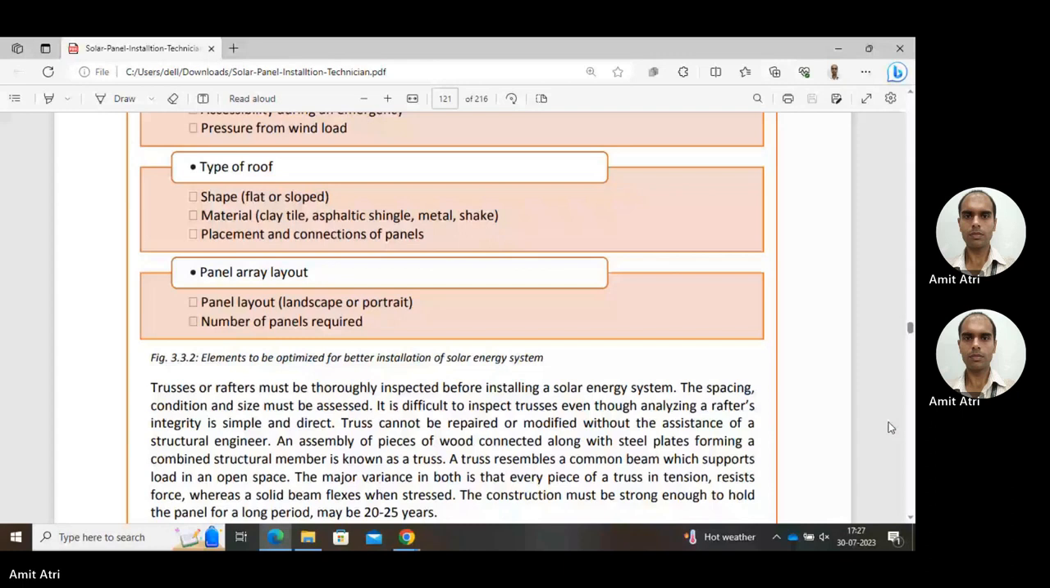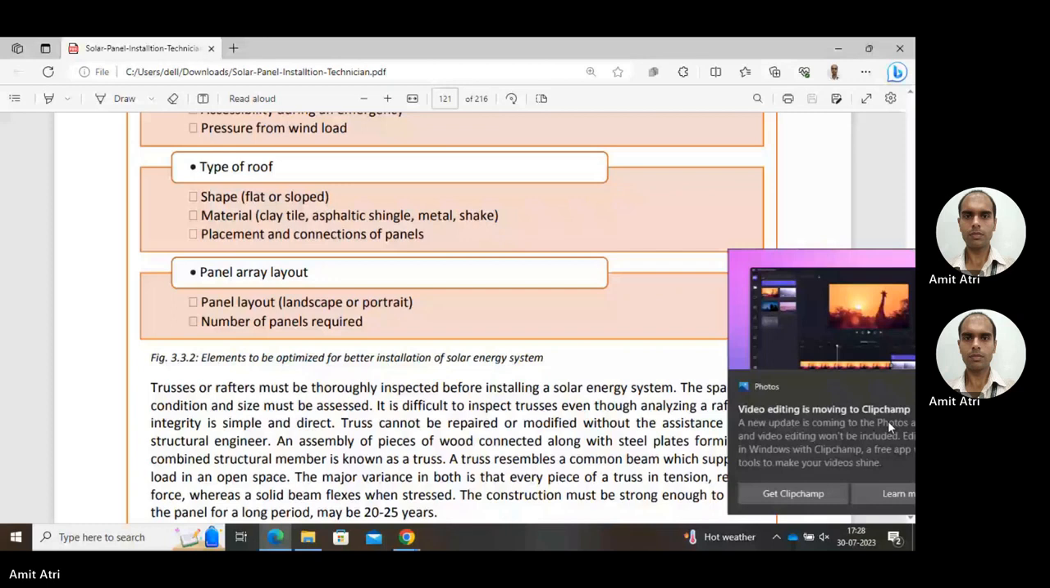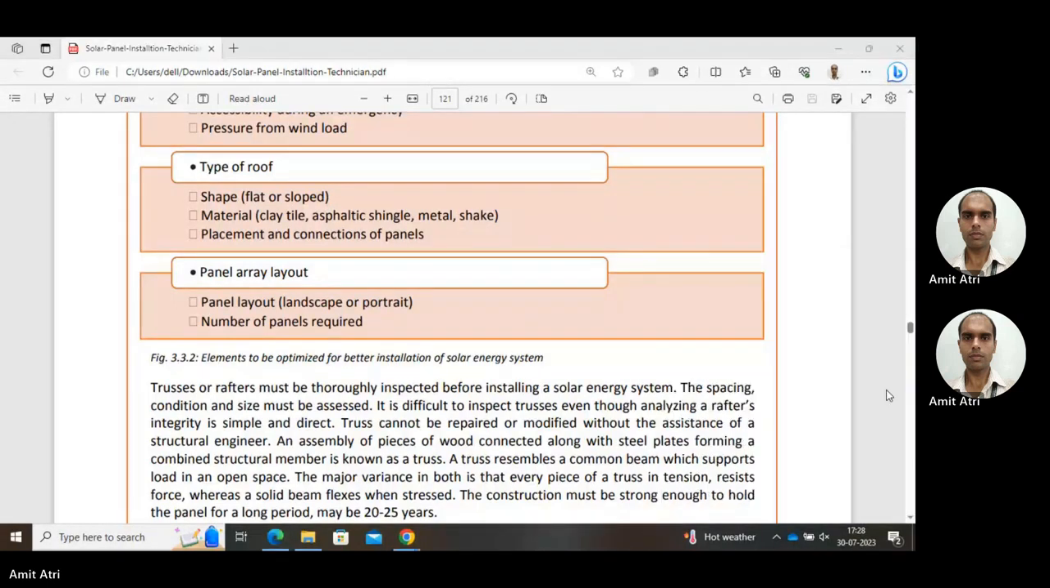Then placement and connection of panels. All of these factors we have to consider in the case of the roof. Then panel array layout, like landscape or portrait, and how we have to connect it. Then how many panels are required? That depends on the availability, and the number of panels we need to connect as per the voltage and current requirements.